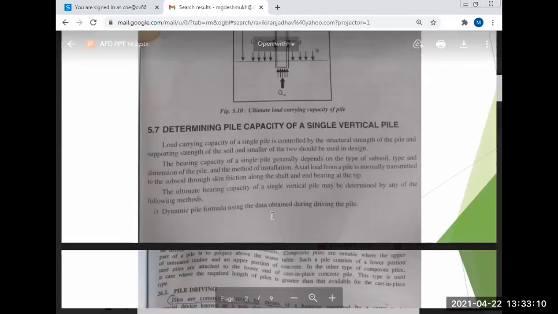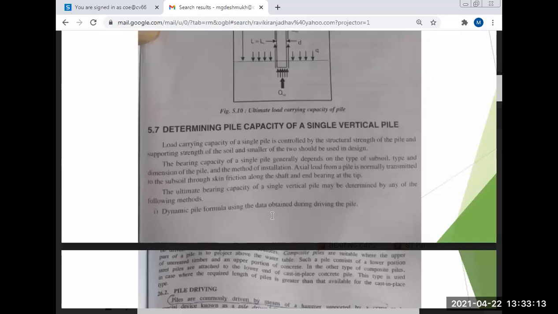Before starting this in detail, I would like to tell you one more thing. There can be one pile or more piles. The behavior of a pile when it is single is a little different from piles when they are in a group. So you have to check whether the pile is single or in a group. Whatever we are studying now is for a single pile.